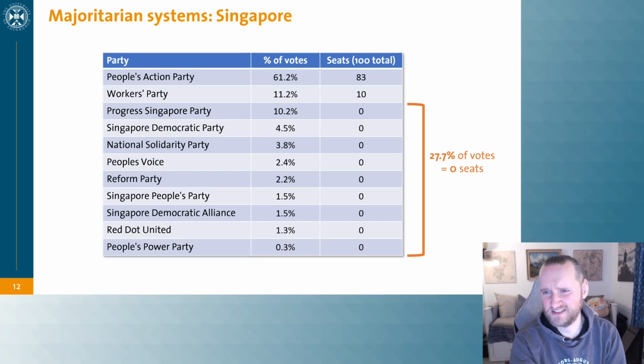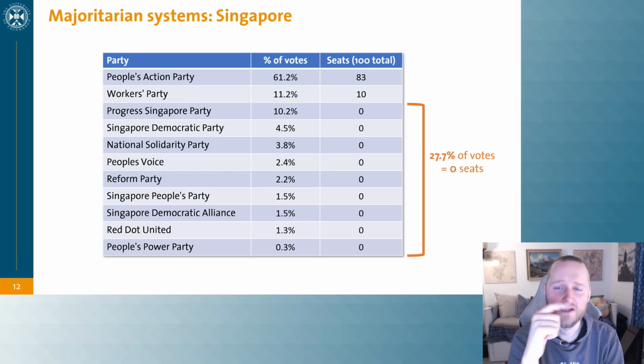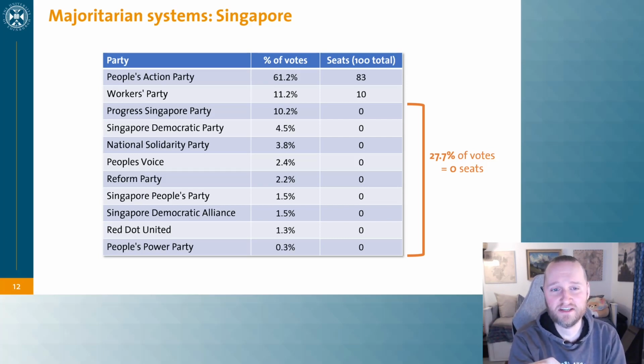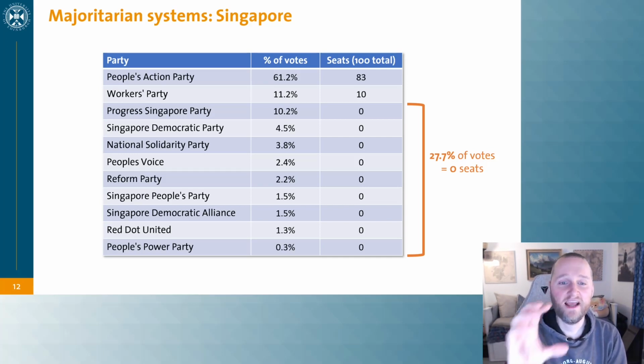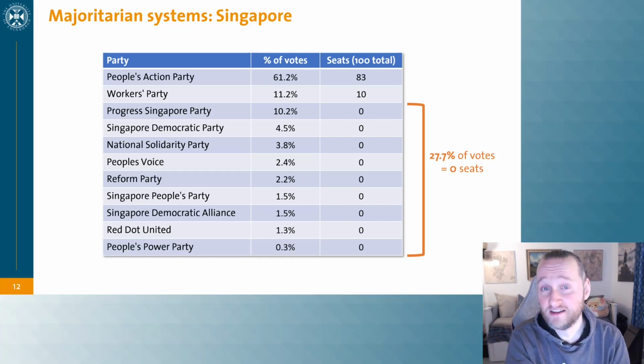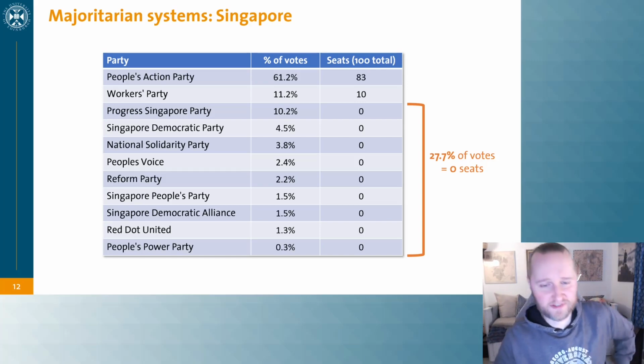Now, when I say disproportionality is still a problem, these were the outcomes of the last election in 2020. And by the way, the seat total is not right. I'm not sure why it says 100 there. What you see there is the classic outcome of a majoritarian system. The People's Action Party gets 61% of the vote, and it receives 83 seats in parliament. The Workers' Party, the second place party, has 11% of the vote and 10 seats in parliament. And every other party that ran has no representation in parliament. If you take all these other parties together, they are actually over a quarter of the electorate. This is the actual electorate because remember, voting is compulsory. So 27% of all voters cast their vote for a party, and they have 0% representation in parliament. So a classic drawback of majoritarian systems.